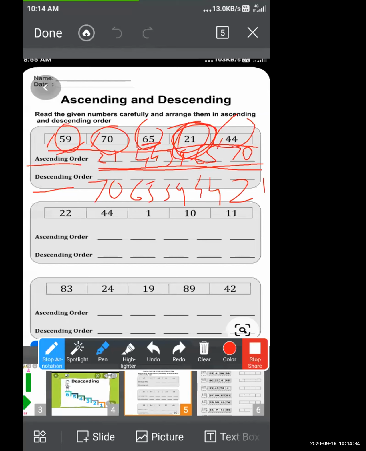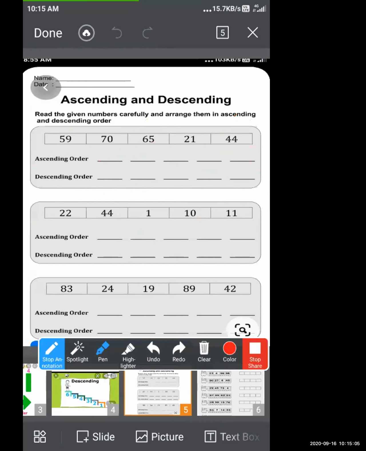Now next, you will tell me. See, the numbers are 22, 44, 1, 10 and 11. Okay, these numbers are there. So how will you write these numbers in ascending order? Give the answer in the chat box. 22, 44, 1, 10, 11.